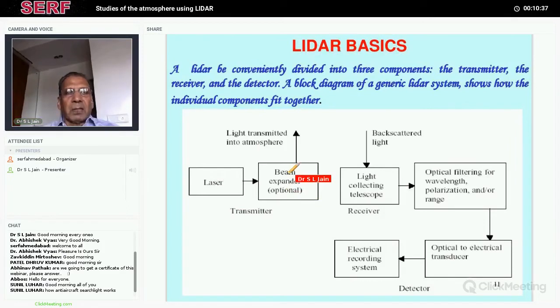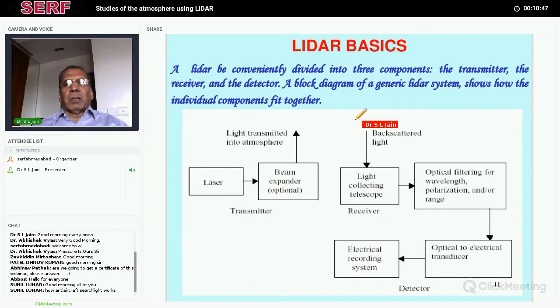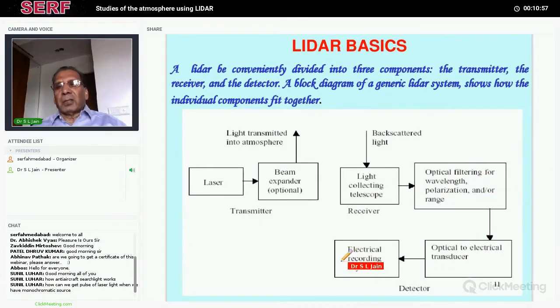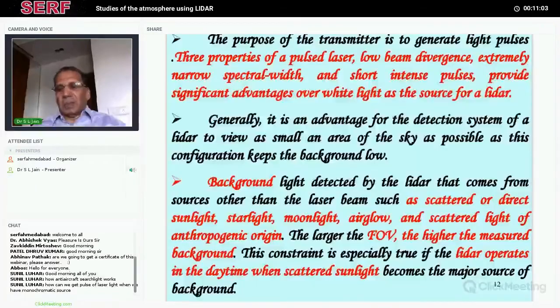You have a laser, then a beam expander, and then you send this into the atmosphere. To make a collimated beam and to cover more area, you use the beam expander. Then you have a big telescope, then optical filtering, polarization, and a detector system, and then electronics to record the signal. So the basic parts are transmitter, receiver, and electronics.